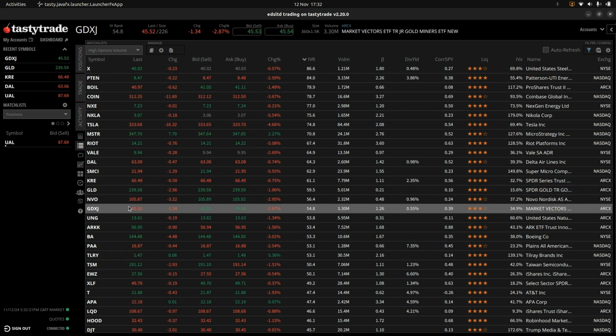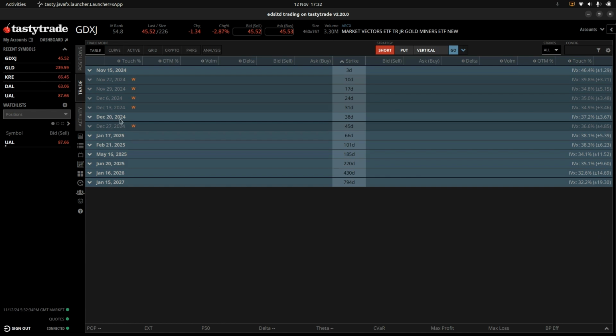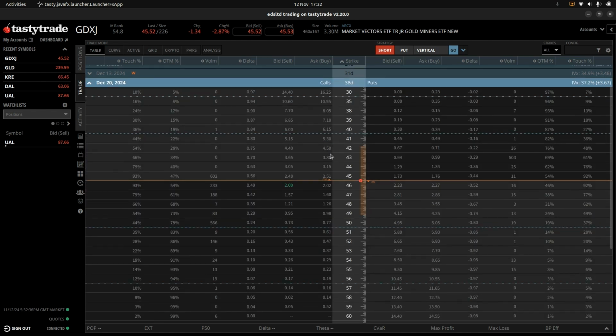So with that being said, let's have a look at GDXJ. It's currently trading at just over $45. It's got an IV rank of 54. It's got an absolute IV level of 34.9%. So we should be able to find a pretty decent trade on GDXJ.